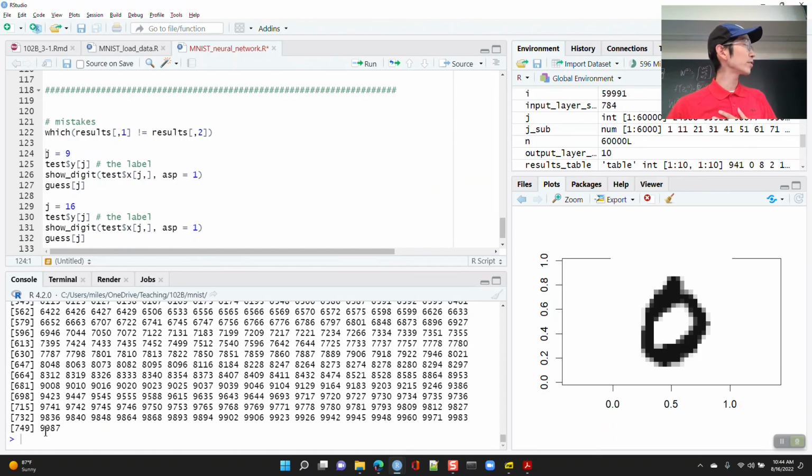It made 749 mistakes out of 10,000 images. So we're getting an accuracy of around 92.5%, which is not bad for our very simple neural network.